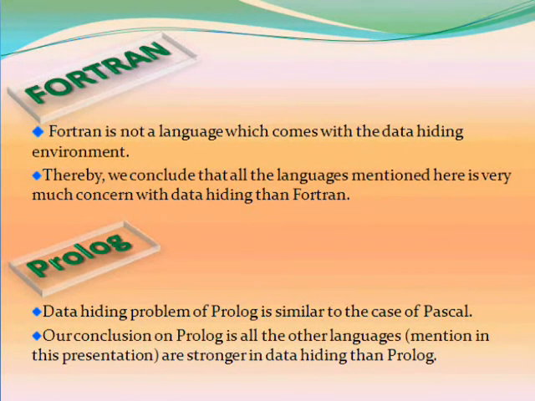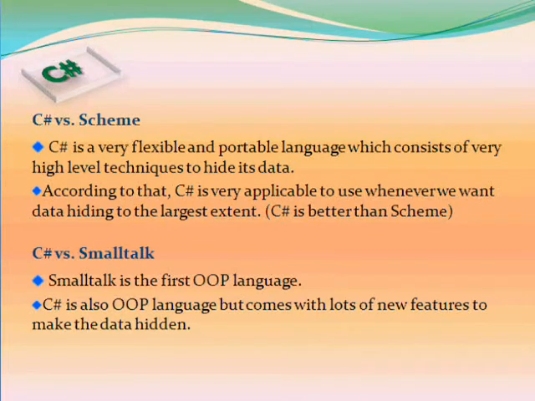Fortran does not support data hiding. Therefore, we can conclude that all the other languages are better than Fortran when it comes to data hiding, and also all the other languages are stronger than Prolog in data hiding. C# consists of very high-level techniques that support hiding its data. Therefore, C# is very flexible and portable. C# is very applicable whenever we want data hiding to the largest extent.